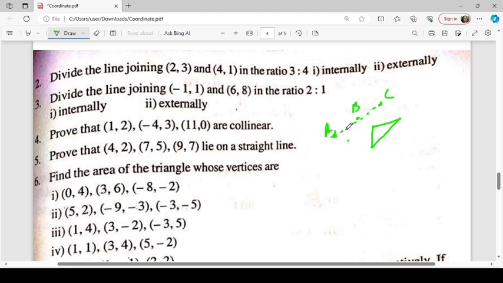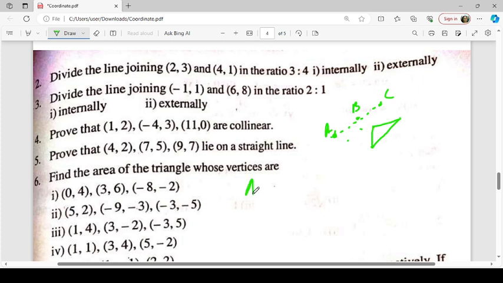So the sum of the lengths of the two shorter segments is equal to the longest one. In this way we can prove that A, B, C are collinear, or we can prove that if they are not collinear, they are forming a triangle. So they are forming a triangle means we will have some area of the triangle. There is a formula for the area of a triangle.